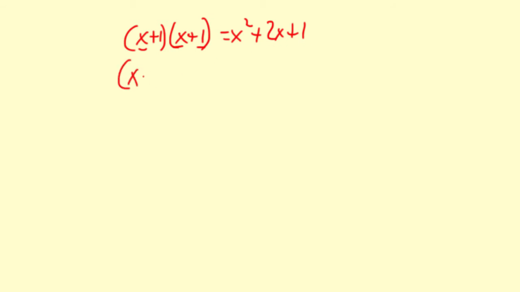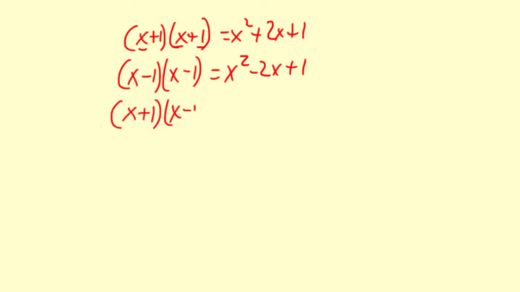If you have it like this, same pattern, except the middle term is negative instead of positive. If you have a sum and a difference pattern like this, it's the same binomial, except you're adding the second term in one and subtracting in the second. It's like this. You square the first term, and then you subtract the square of the last term.